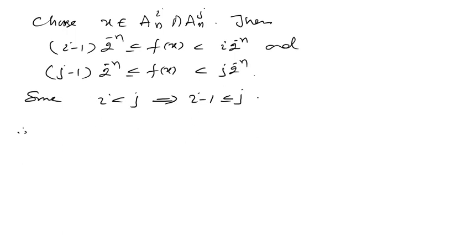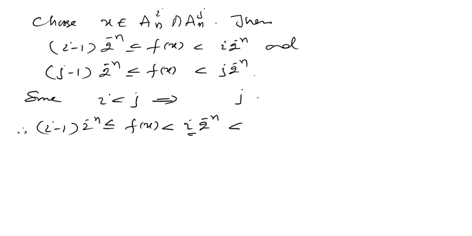So therefore we start with this: (i minus 1) 2 power minus n is less than or equal to f(x), and f(x) is strictly less than i into 2 power minus n. This i is less than or equal to j minus 1 actually. This i is less than j, which means that i is less than or equal to j minus 1. So here the mistake happened: i is less than or equal to j minus 1, okay, so (j minus 1) into 2 power minus n.